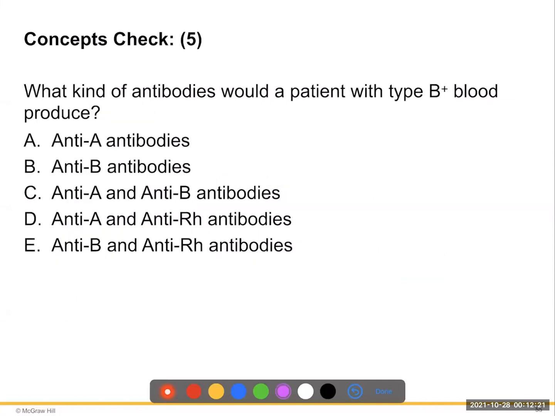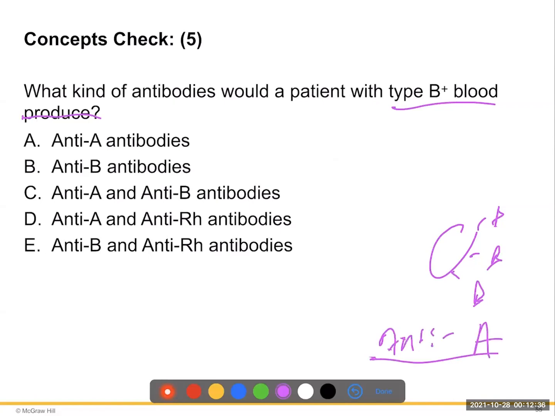So what kind of antibodies would a patient with type B blood produce? Okay, so it's type B blood. You've got the B receptors out here. So anti-A antibodies? Would it also produce anti-B antibodies? It would be anti-B negative, right? Yeah, it would not produce anti-B antibodies.